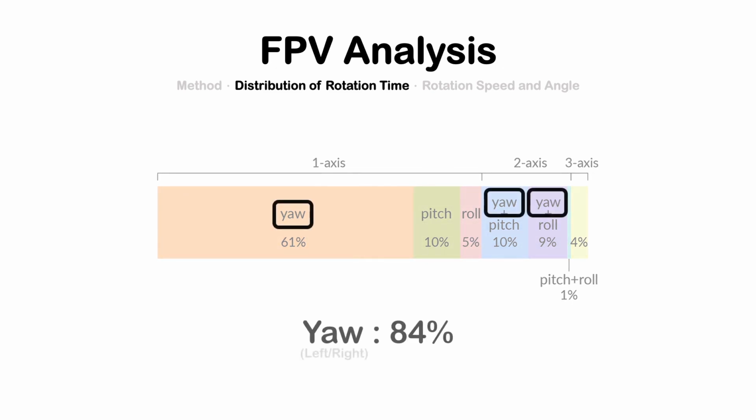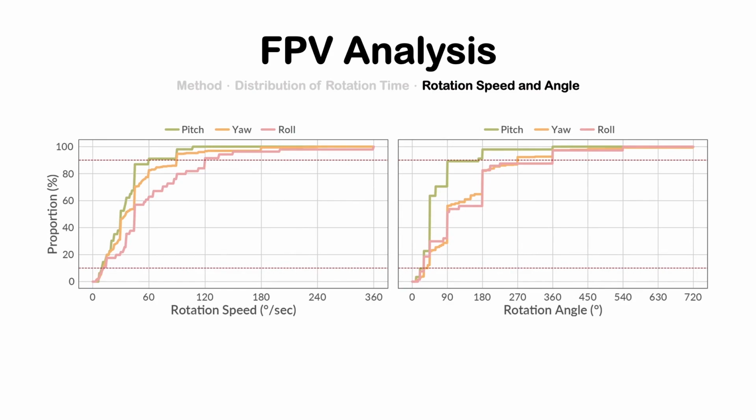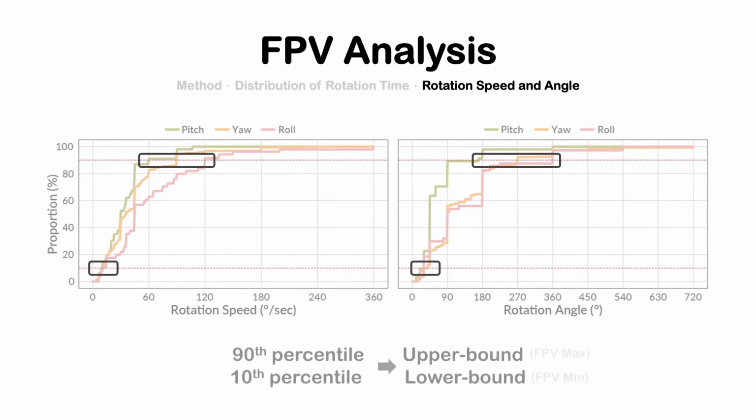We discovered that the most common rotational axis is yaw, with 84% of all rotations having yaw as one of their rotational axes. Furthermore, these charts show the cumulative distribution of the rotational speed and angle, measured along the 3 axes. We will use these results in our follow-up design process. For example, we choose the 90th and 10th percentile values as the upper bound and lower bound of rotational speed and angle.